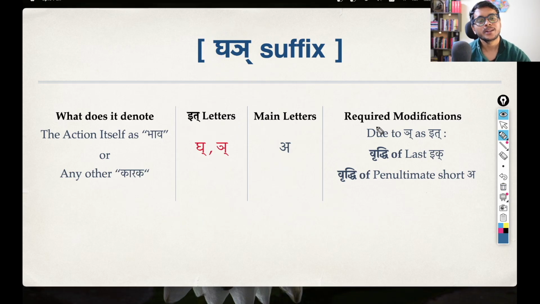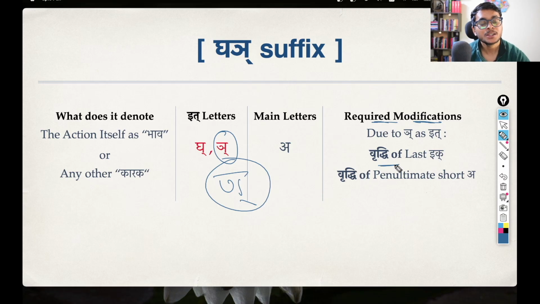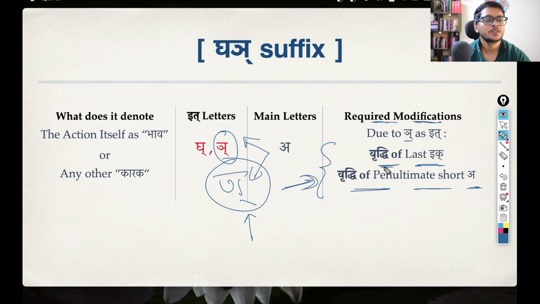Okay, and now what are the required modifications? We have seen that whenever we have a nya or a rna as an it letter, these are the special kind of it letters that cause vriddhi of the last ik and vriddhi of the penultimate short a. So for this nya or rna as an it letter, we have this vriddhi modification, vriddhi of the last ik and vriddhi of the penultimate short a.